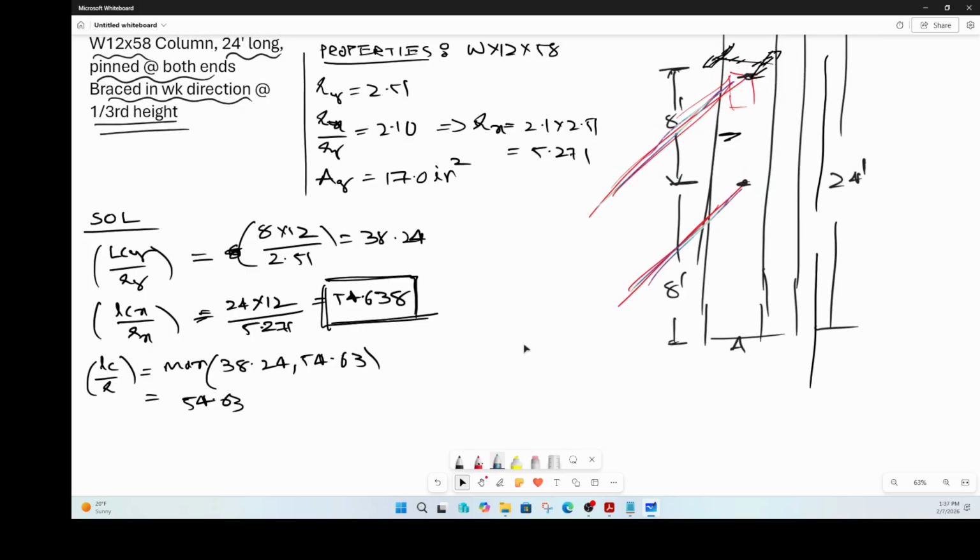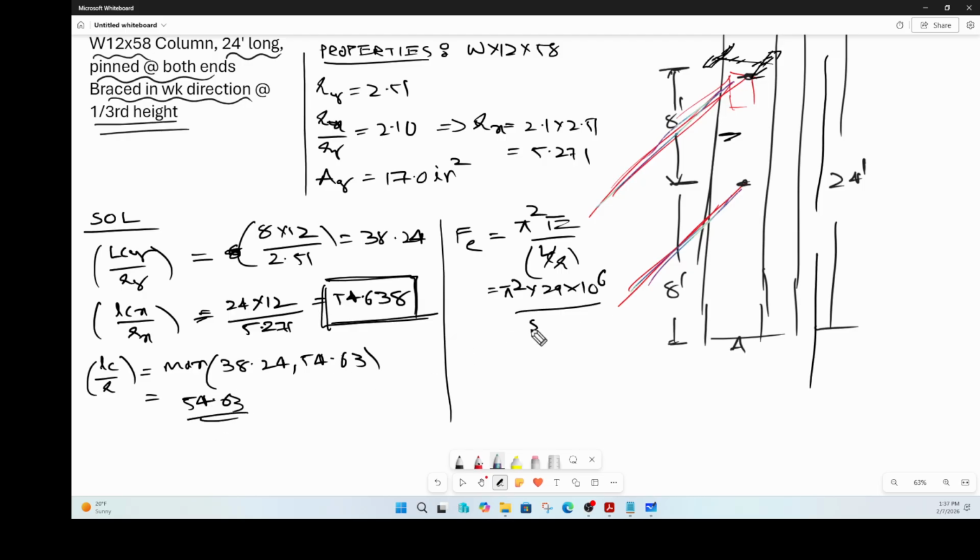Oops, I think I'm drawing it on the screen here. Anyway, what do you do with your LC by r? You have to first find out your Fe value, which is nothing but pi squared E divided by LC by r whole squared. That comes out to pi squared times E, which is 29,000 ksi for steel, divided by your LC by r maximum value, 54.63, whole squared. So that is 95.87 ksi, Fe.